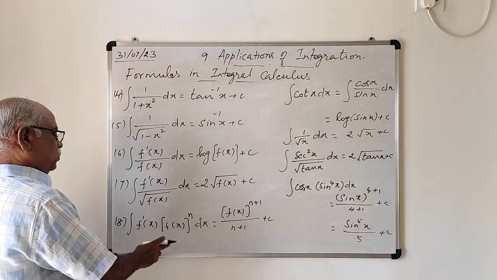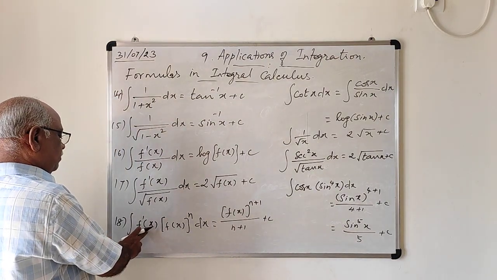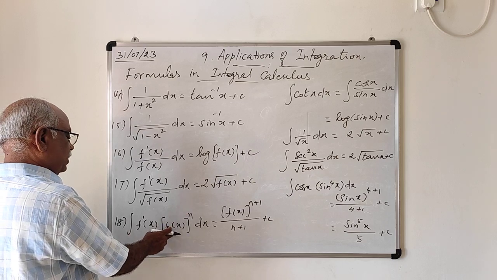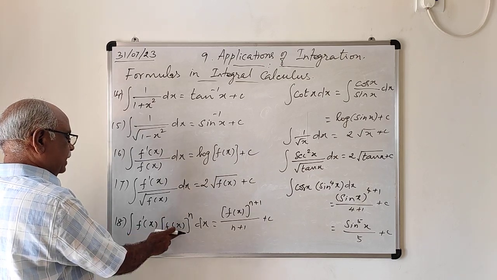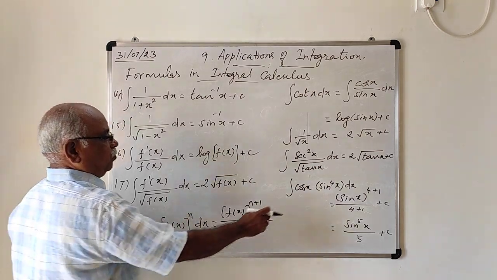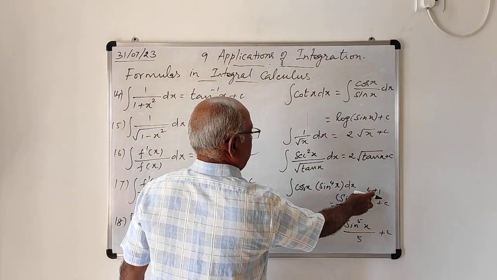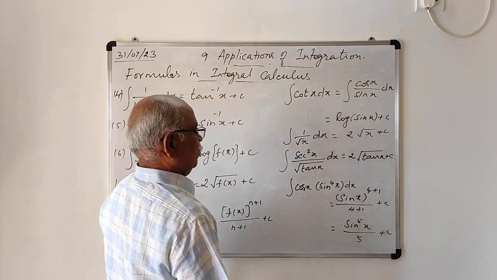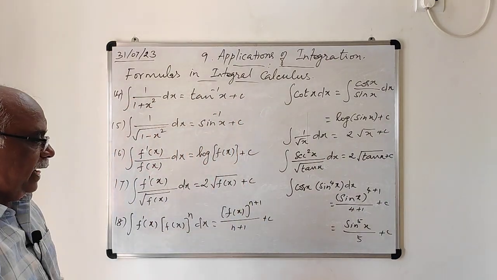Like that, the integral of f dash of x into f of x power n. The derivative of f of x is f dash of x. This is sin x, and the sin x derivative is cos x. Here power n is 4. Therefore, sin x power 4 plus 1 by 4 plus 1, that is sin power 5 x by 5 plus c. That's all about the idea.